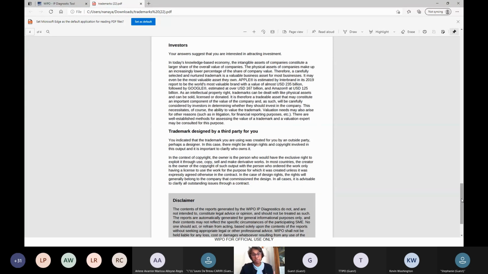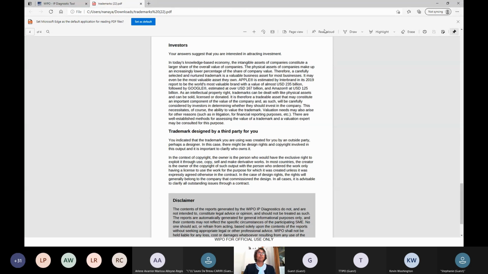And also, if a trademark was designed by a third party for you, then there could be issues about ownership and IP ownership of that design, and that you need to be aware of these things and take action. So as you can see, this is a 4-page document. It's not very long. It's very basic and first level information, but it is comprehensive.